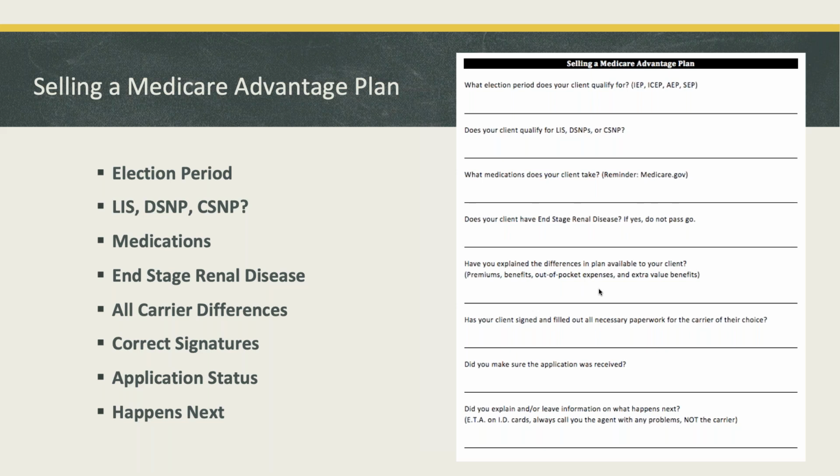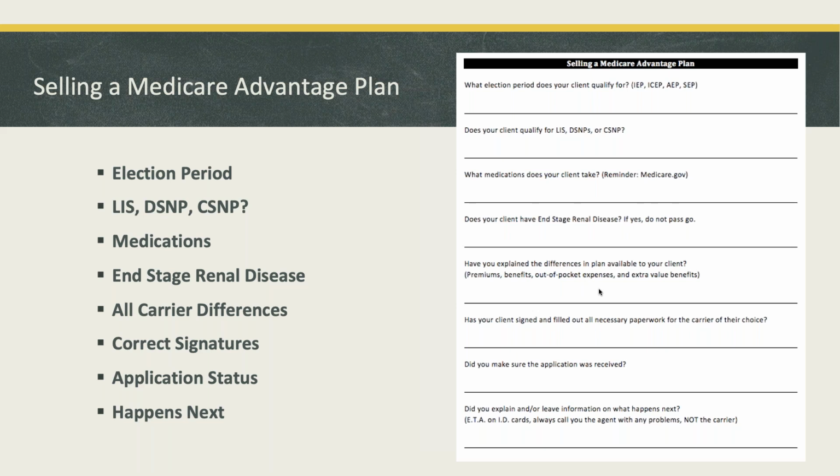The medications, like we talked about earlier, Medicare.gov. There's no underwriting with Medicare Advantage. I don't know if you knew that, Jennifer, but if you have clients that are difficult, have a lot of health issues, the only question that they have to answer to proceed is, do you have end-stage renal disease? If they answer yes, do not pass go. It's a bad idea because that application will not be issued.